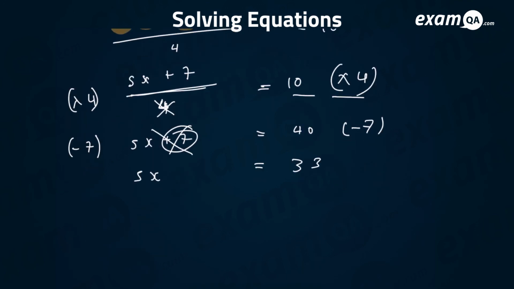Finally, how do you get rid of the 5 in 5x? You do the opposite of timesing by 5, which is dividing by 5 to both sides. And we're left with x by itself, which is equal to 33 divided by 5. And there we have it.